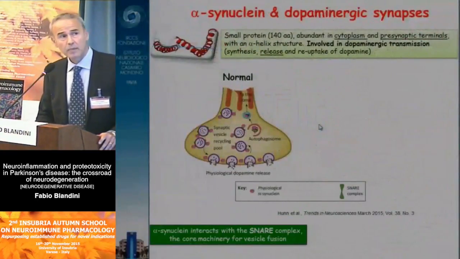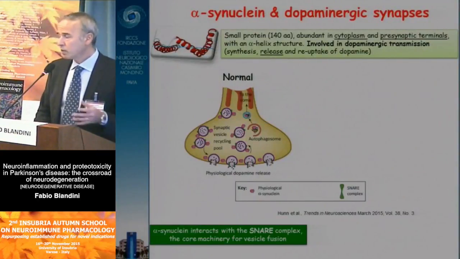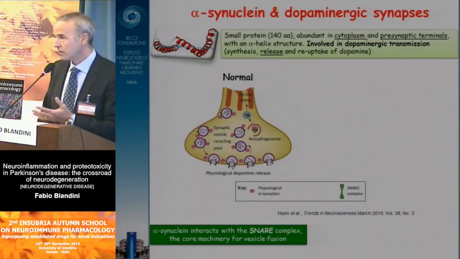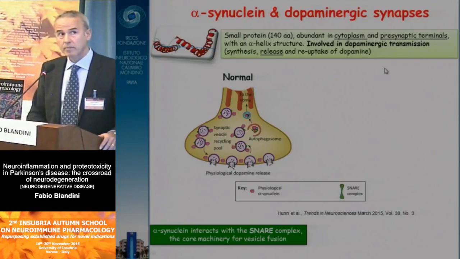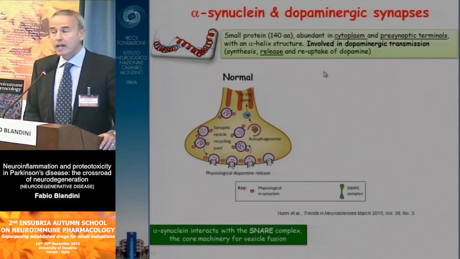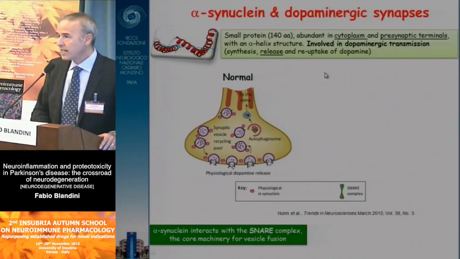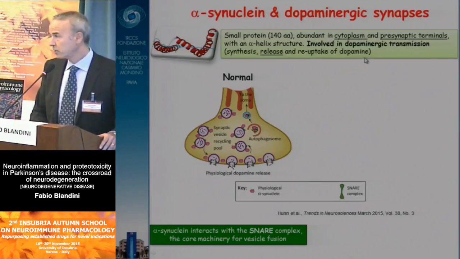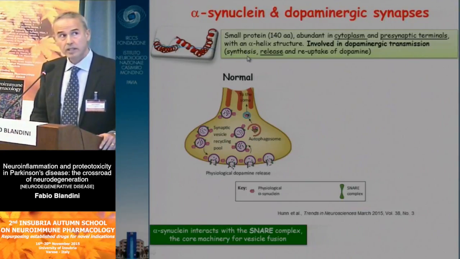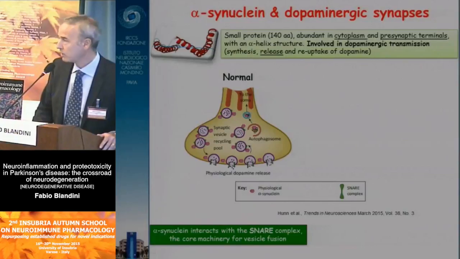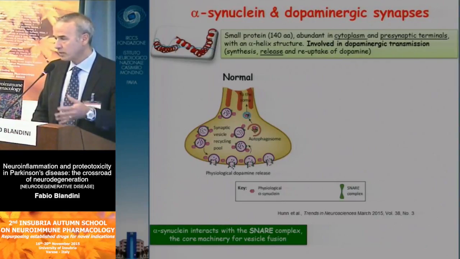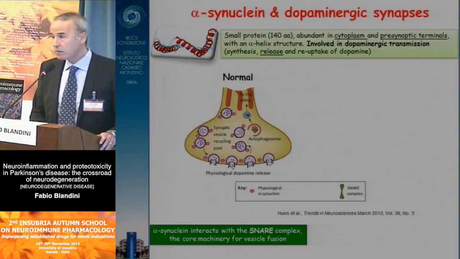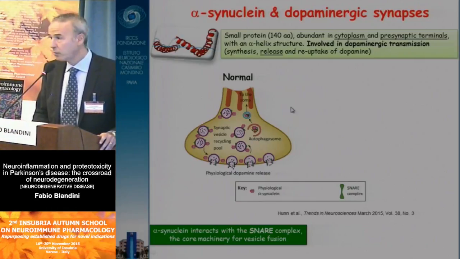So if we want to understand why synuclein is toxic, first of all we have to understand what synuclein is doing physiologically speaking. We said that it's a small protein abundant in the cytoplasm and the presynaptic terminals. What we know is that it is for sure involved in dopaminergic transmission. It is involved in the synthesis, so it interferes, for example, with the activity of tyrosine hydroxylase. It reduces the activity of TH, which is one of the enzymes involved in the synthesis of dopamine. It is involved, most importantly, in the release and reuptake of dopamine.